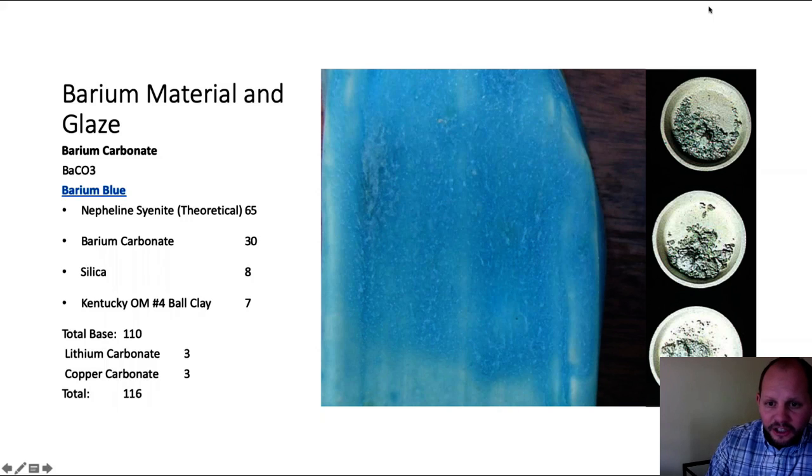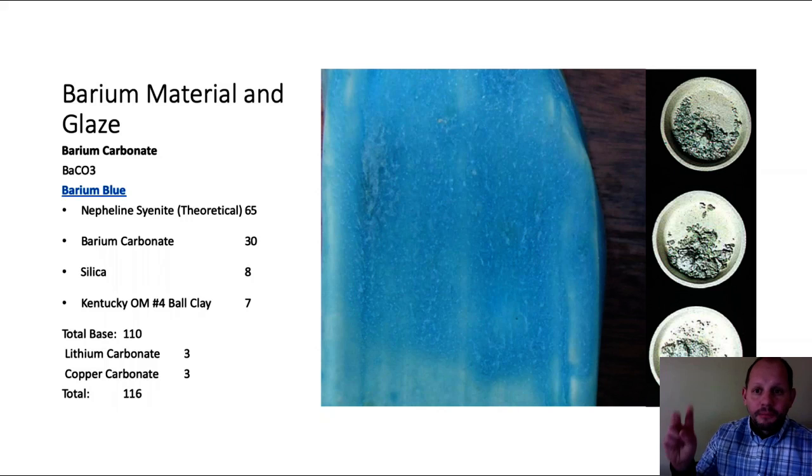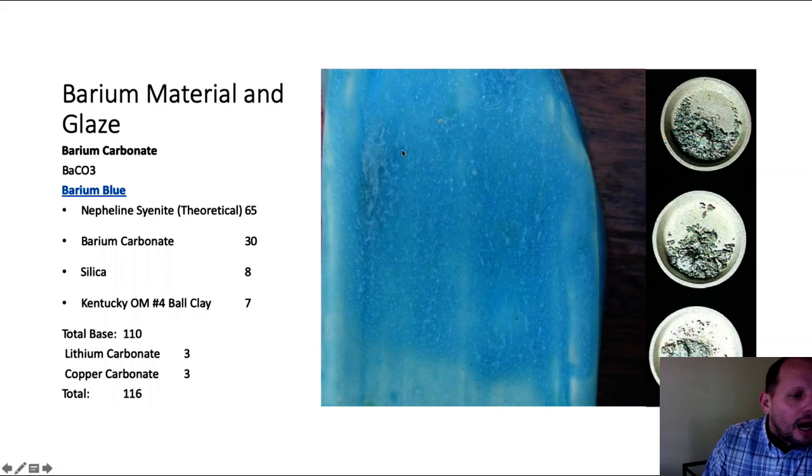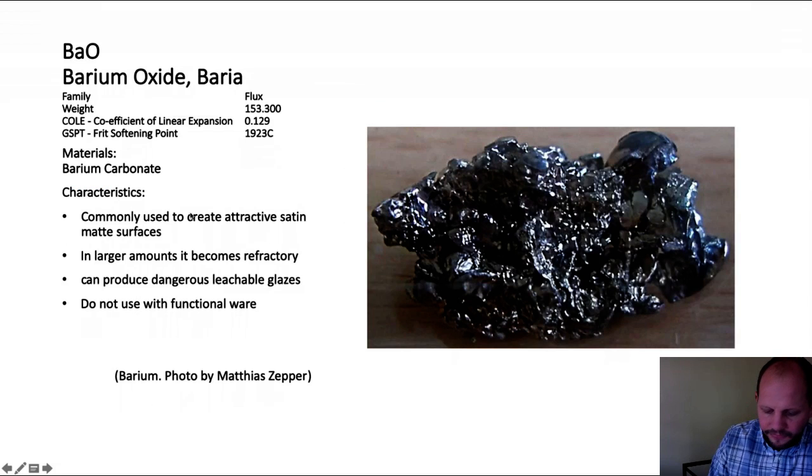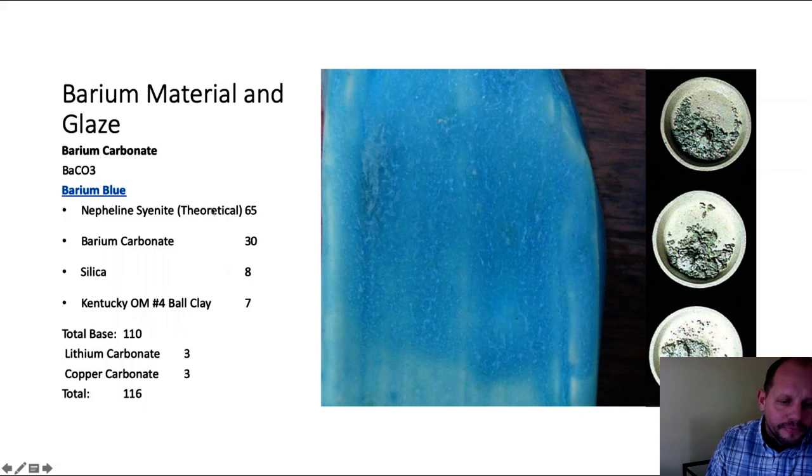Okay, and honestly, barium is really well known for barium blues. So you could Google barium blues and you get these really beautiful high saturation blue glazes. And I strongly urge you to check that out on your own. But you can see right here, this is a barium blue, mostly nepheline syenite. And this refers to theoretical. That's kind of like glaze chemistry jargon. There are theoretical chemical analyses and then actual chemical analyses.